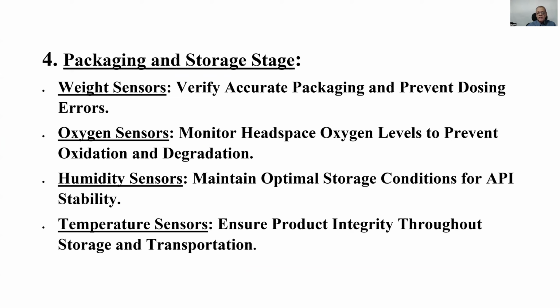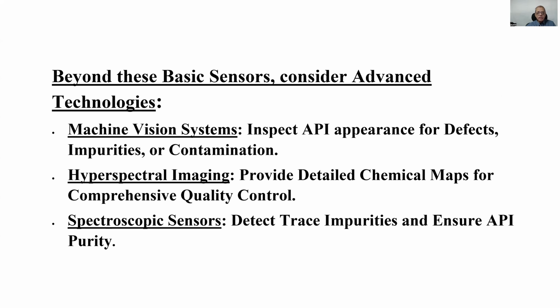Then humidity sensors. Some of the products have to be maintained at dry conditions, and the specific temperatures and humidities have been identified. So maintaining optimal storage conditions is very important for the stability of the product. And then temperature sensors ensure the product integrity throughout the storage and transportation.